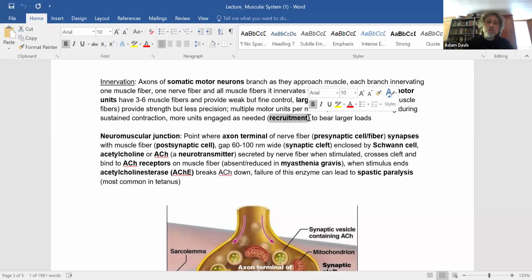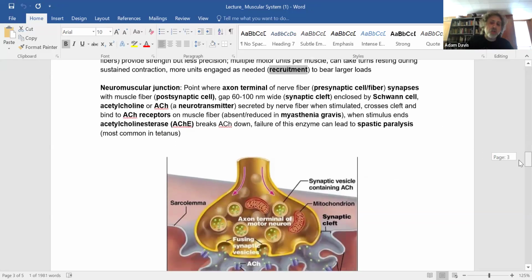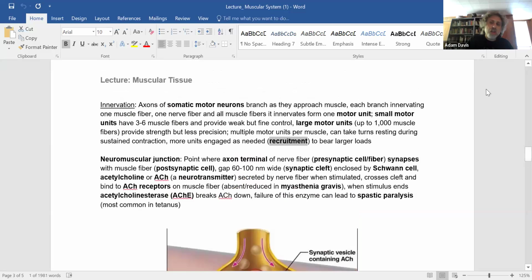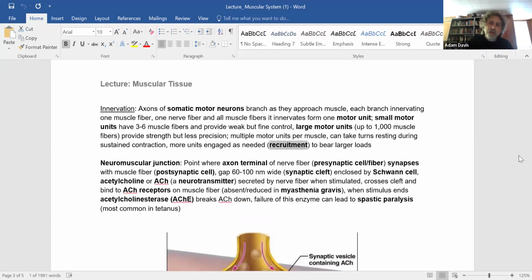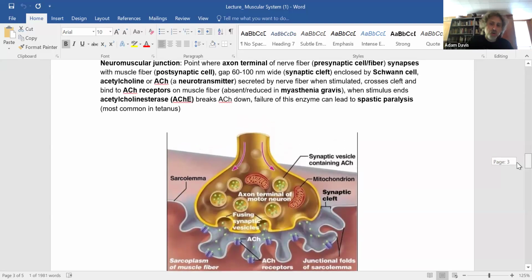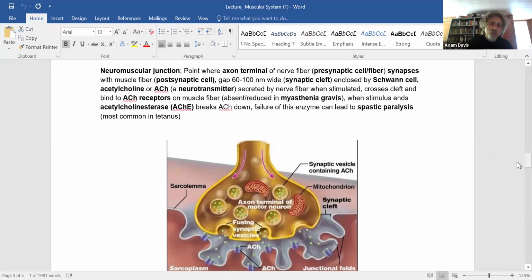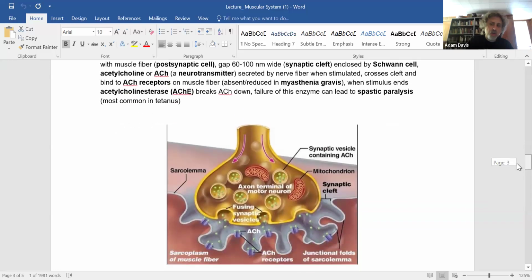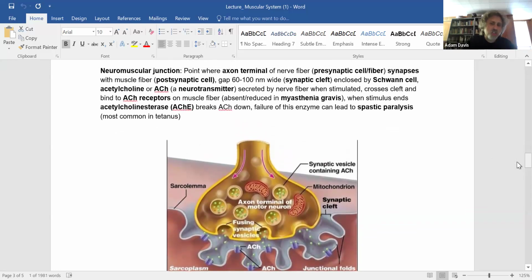Now, in order to make this happen in the first place, we have to get a signal to the muscle from the nerve. And that means we have to have communication between the nervous system and the muscular system. The interface between a nerve and a muscle is called the neuromuscular junction. And we can see a neuromuscular junction illustrated right here.